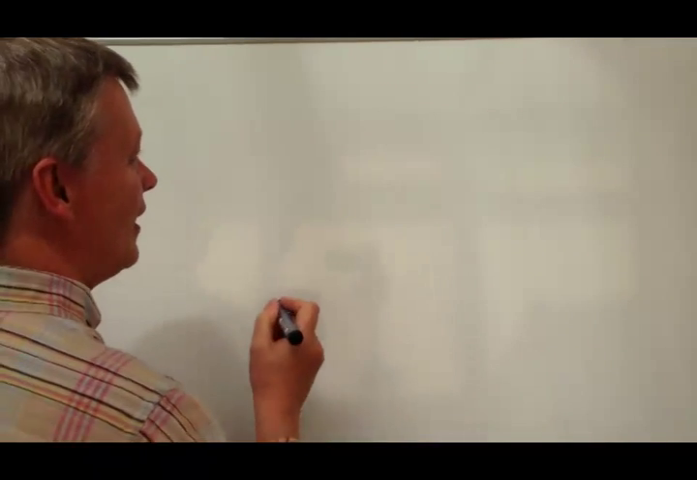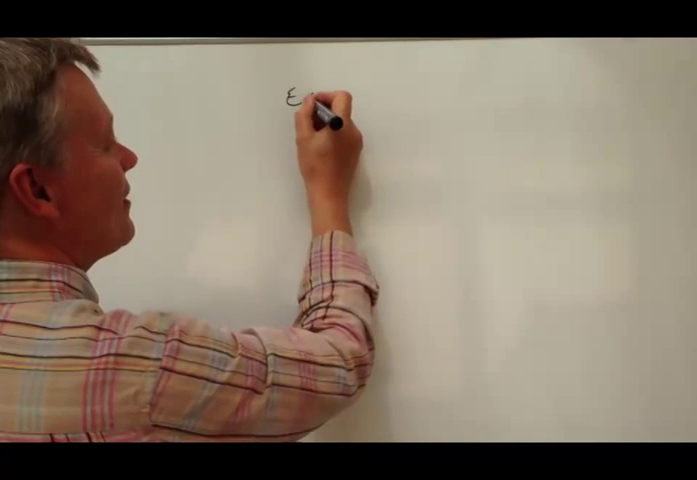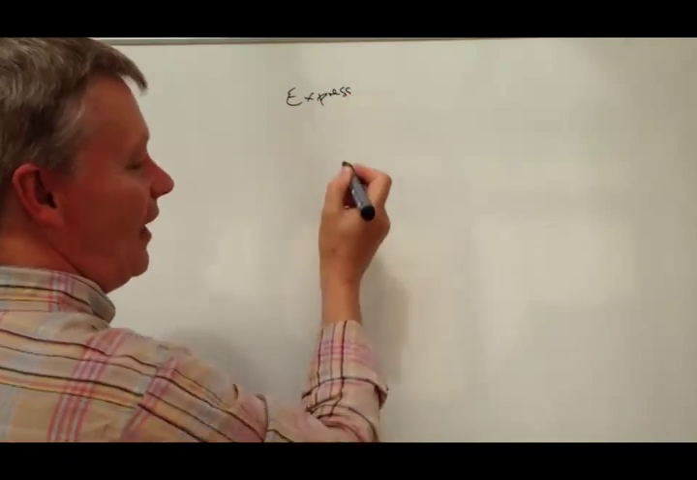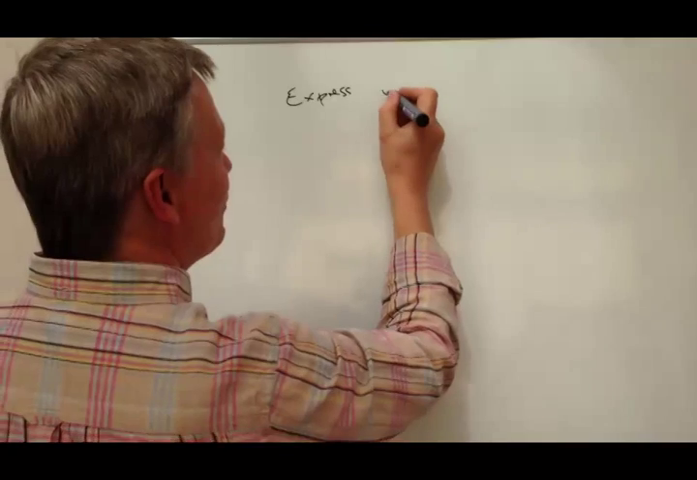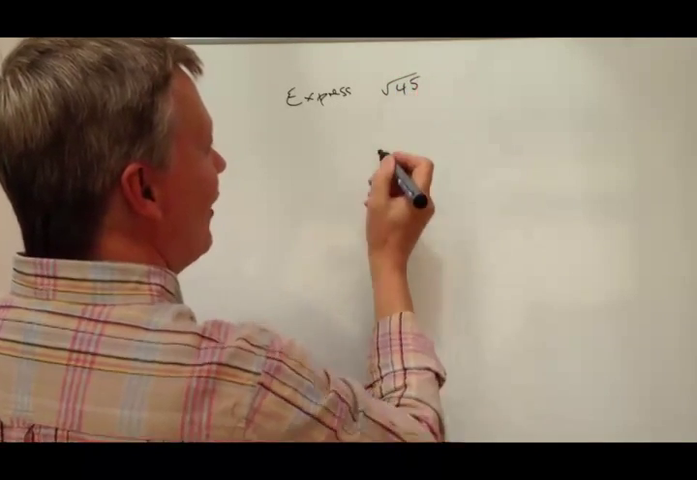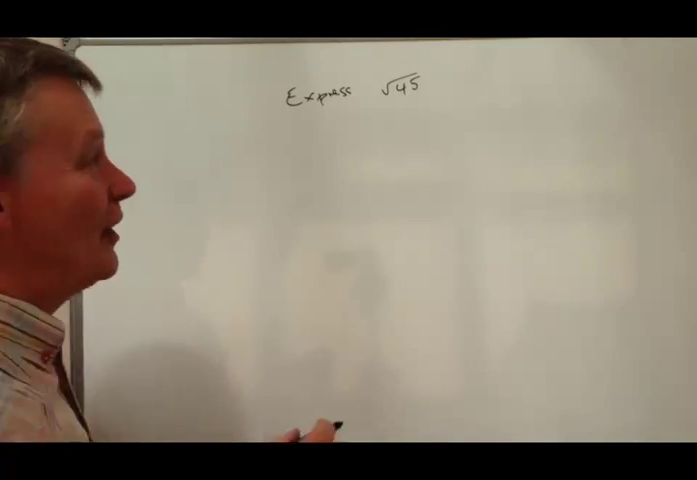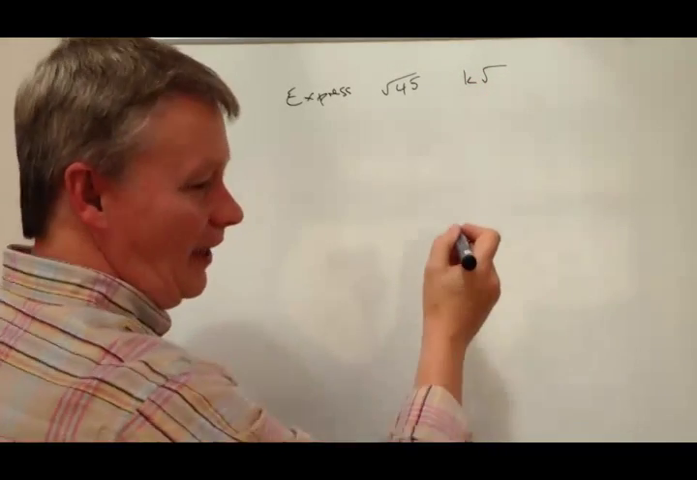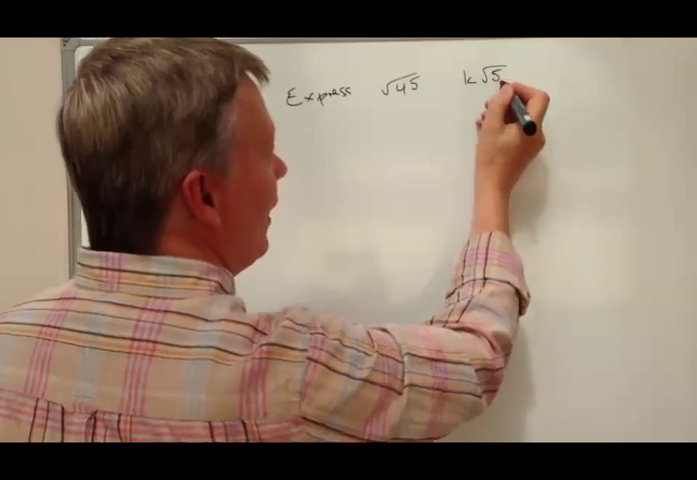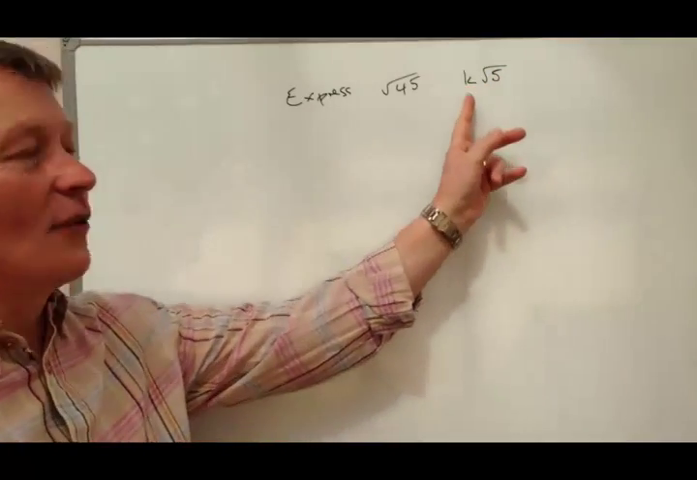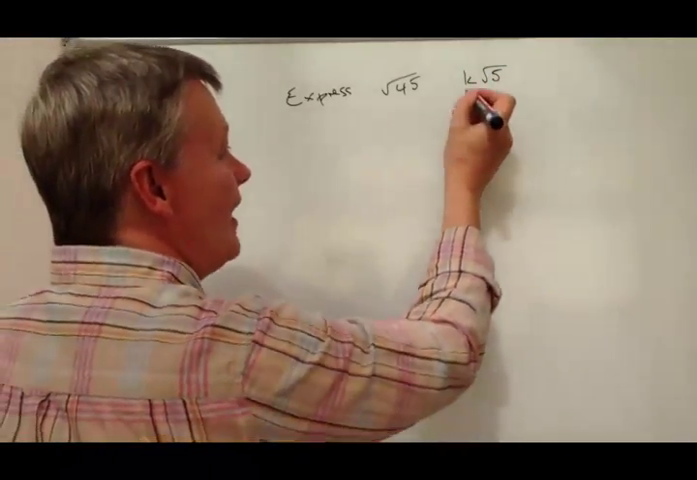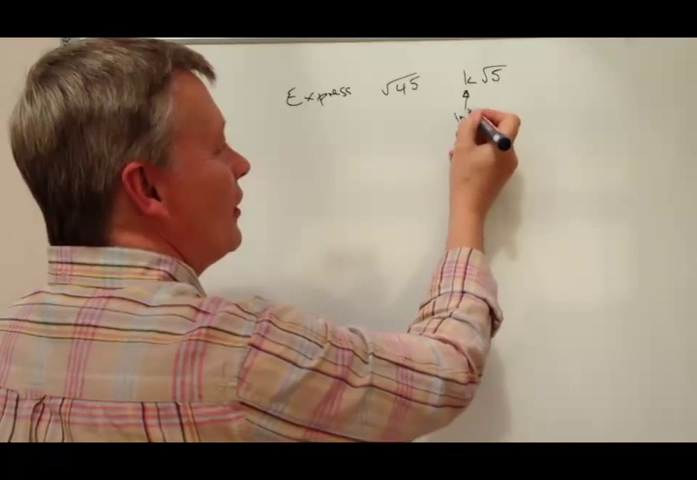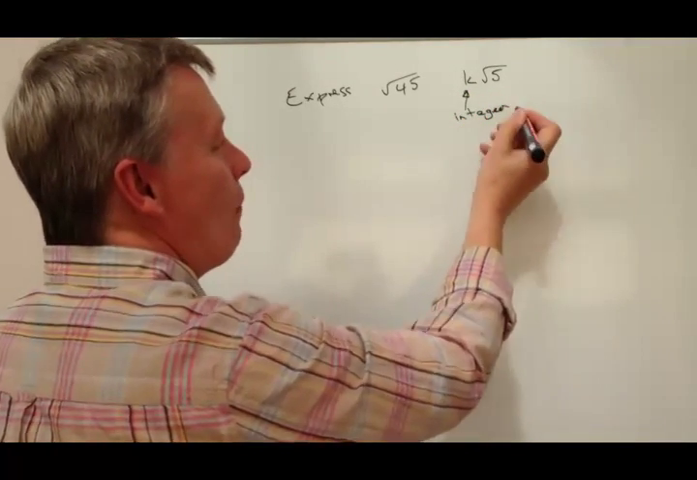The first thing is it'll say to express, and the actual question is root 45, and they want you to express that in the form k root 5, where k is an integer, in other words, a whole number.